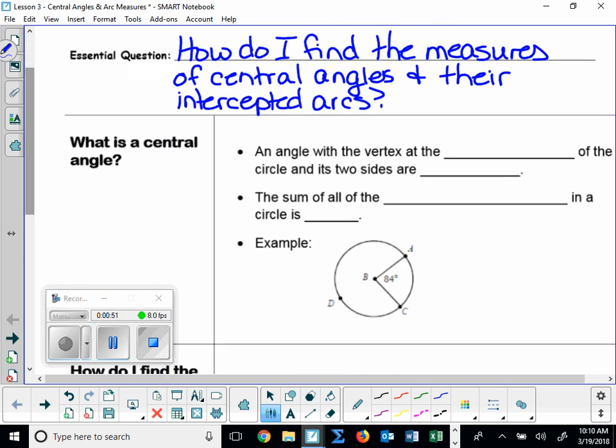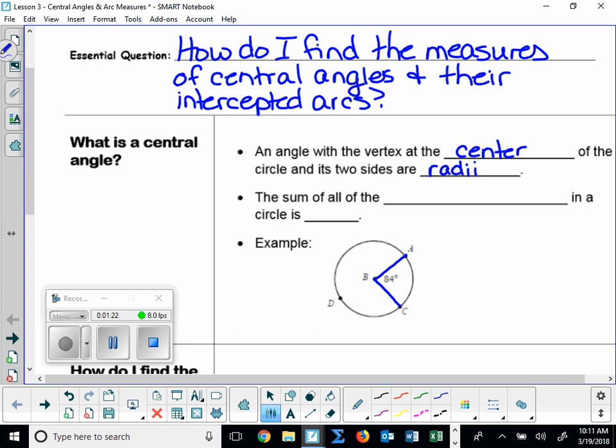All right, so what is a central angle? Well, central angle was a vocabulary word in the first lesson, so I'm not going to highlight it. But I am going to remind you that it is an angle with a vertex at the center of the circle, and its two sides are radii. So angle ABC is a central angle.